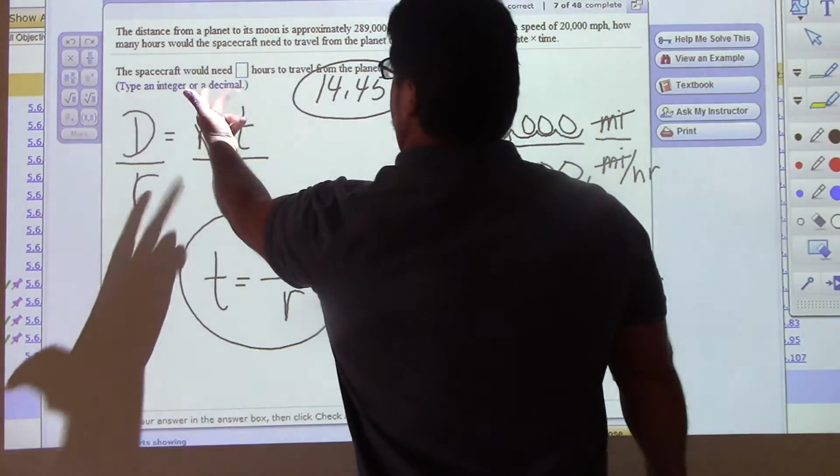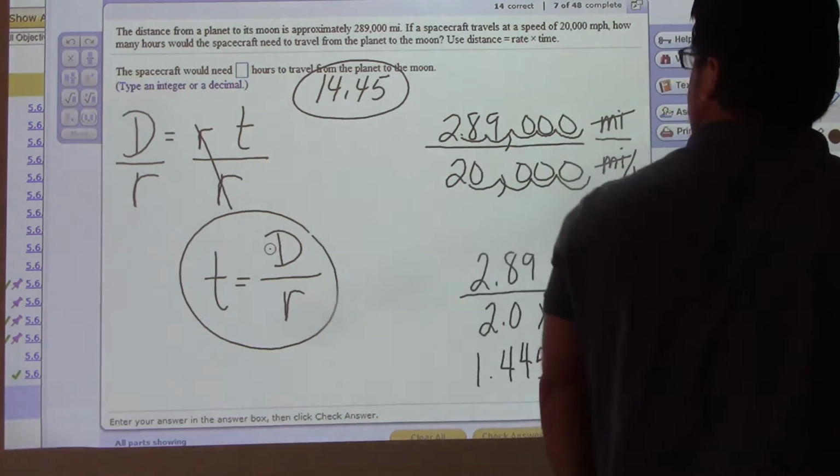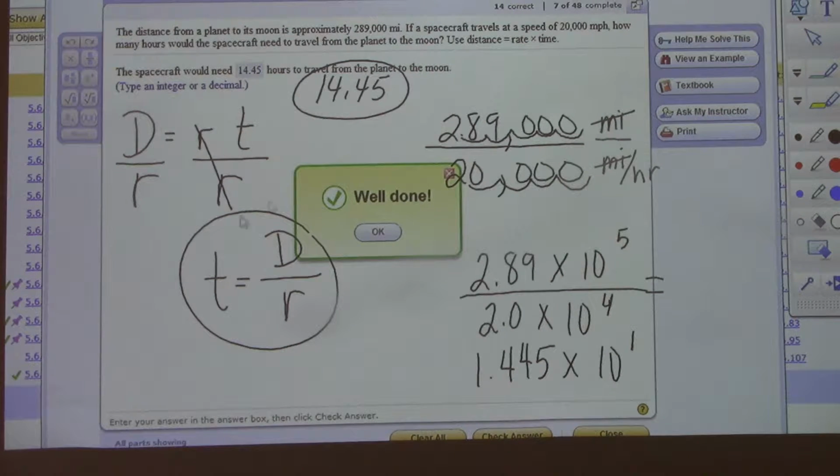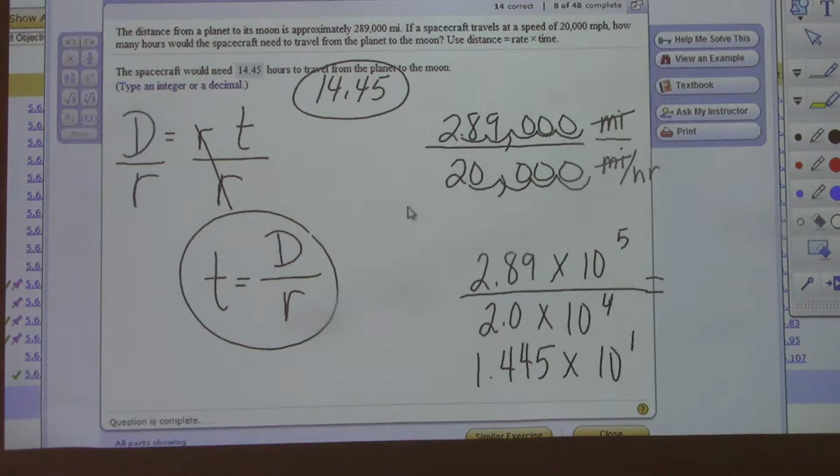So what does it say? Type as an integer. Does it want to round it up? No. 14.45 hours. I don't know if it's going to take that or not. I would say 15 hours is what I would say, but it said integers or decimal. No, 14.45. Now, if you put 14.5, I would take it because it does not distinguish whether to put it in terms of tenths or hundredths. But I just put 14.45 or 14.5.